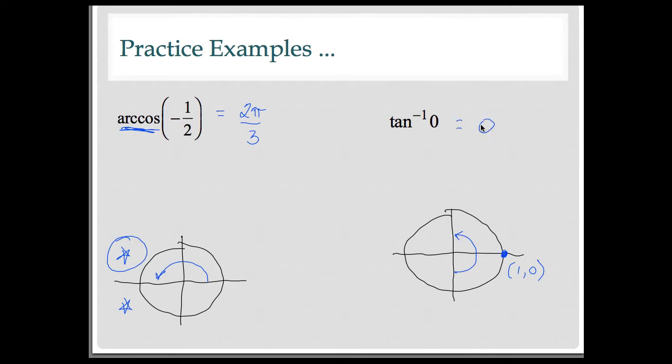We do not call it 2 pi. To call it 2 pi would be wrong. Remember how the restricted range goes from negative pi over 2 to positive pi over 2. Your answer has to lie in there. 2 pi does not lie in between negative pi over 2 and positive pi over 2. That's why if you were to say 2 pi, that is wrong. It has to be 0.